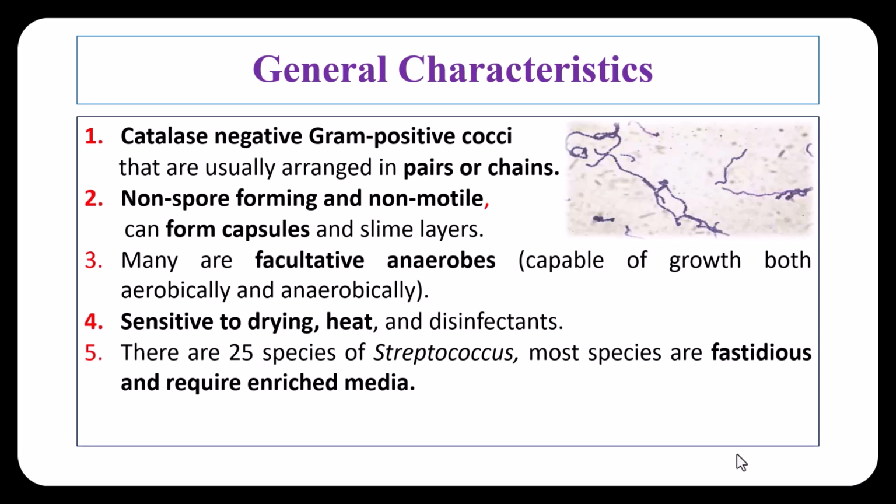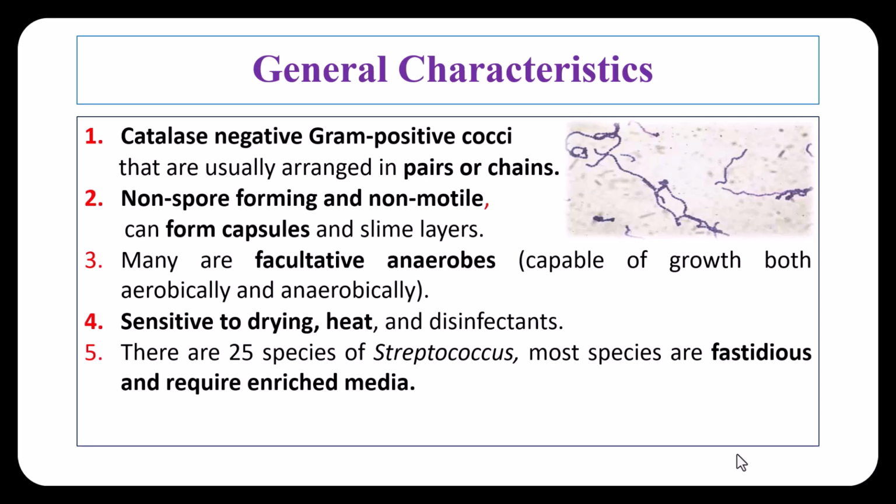It's a gram-positive cocci. It means it appears under the microscope in a blue or purple color, and the shape is cocci, arranged in pairs or chains. The arrangement is chain or maybe diplococci. Catalase is negative, and this is very important because we can differentiate streptococci, which are catalase negative, from staphylococci, which are catalase positive. It means they don't have the catalase enzyme.